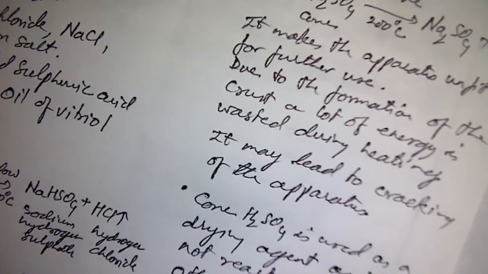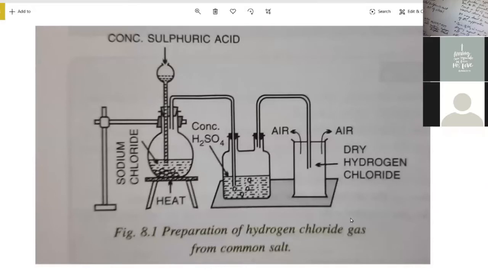If I show you the diagram again, the diagram of your preparation. You can see the diagram there, isn't it? Here, just one more thing I'll tell you. Whenever we are using this, in this case, what will happen? You can see the thistle funnel is used, isn't it? The thistle funnel.